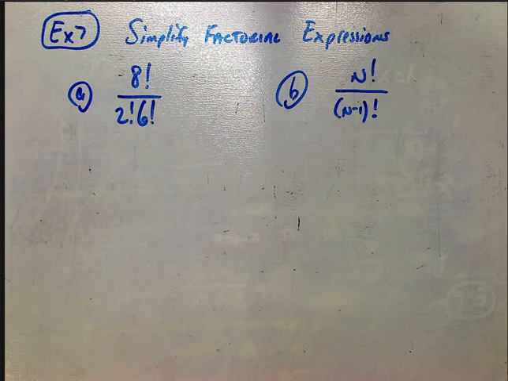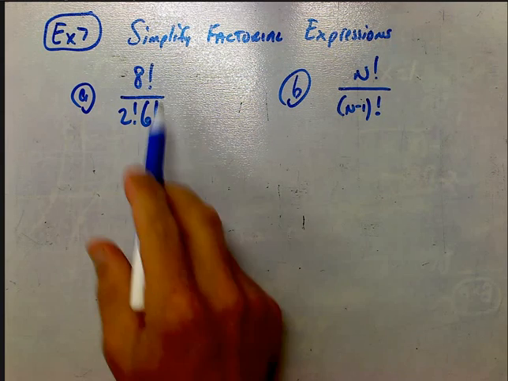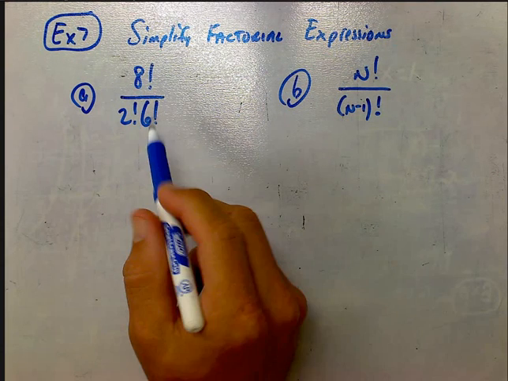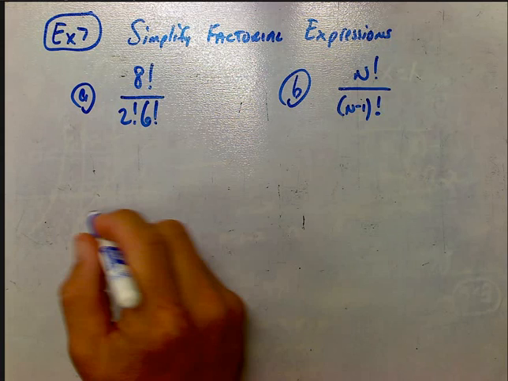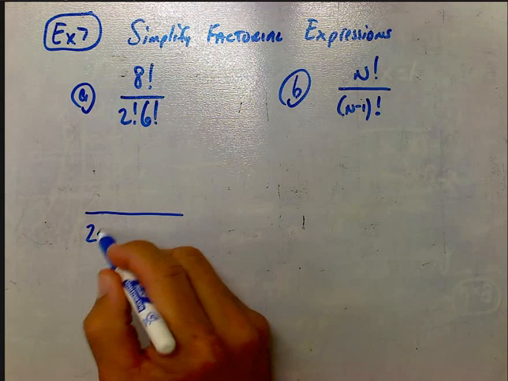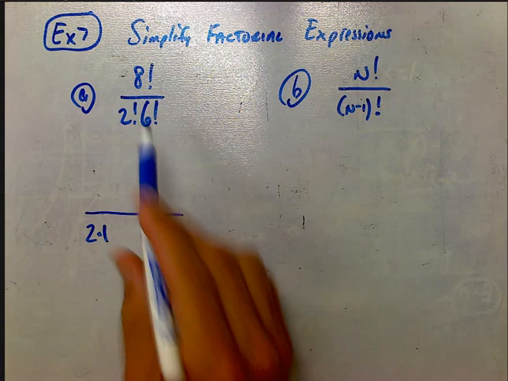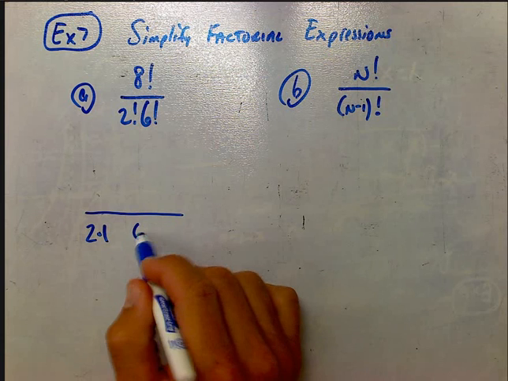Example 7 talks about simplifying factorial expressions, which we're going to do later on for combinations and permutations. Anyway, in 8 factorial, what I noticed is the bottom has 6 factorial on it. 2 factorial is 2 times 1. 6 factorial, I'm just going to leave the 6 factorial, and here's why.